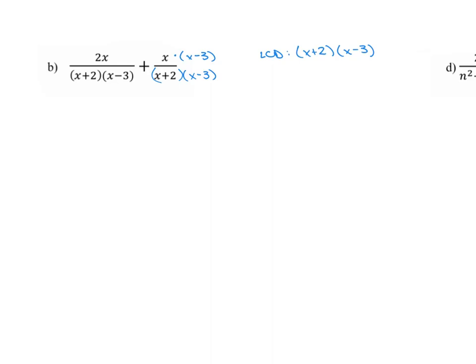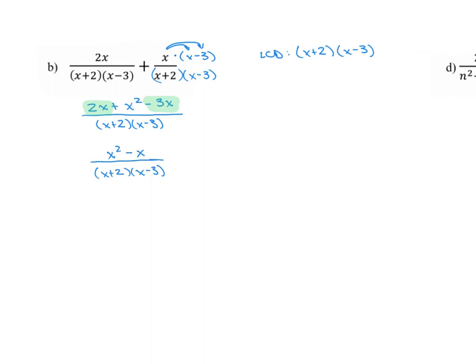So if we do this, we get 2x plus, I'm going to go ahead and distribute, x squared minus 3x over x plus 2, x minus 3. We can combine our like terms. We get 2x and negative 3x combine to give me minus x over x plus 2, x minus 3. Now if you want, you can factor the top, but it's not going to simplify. We won't be able to cancel it with anything. And so at this stage we are done.